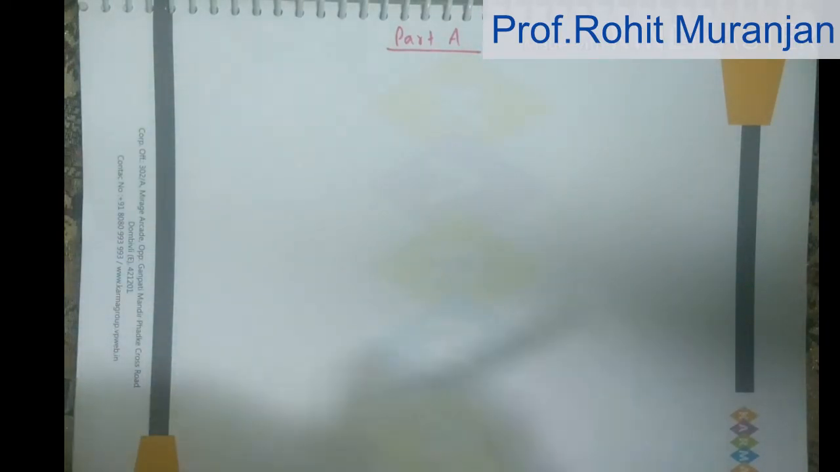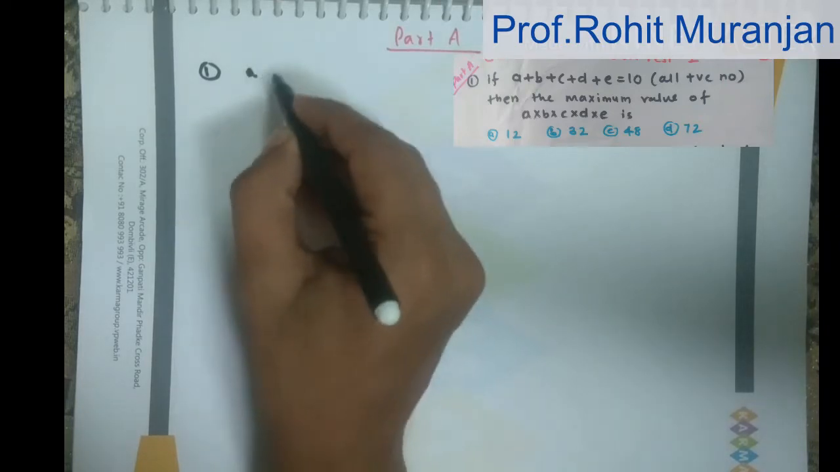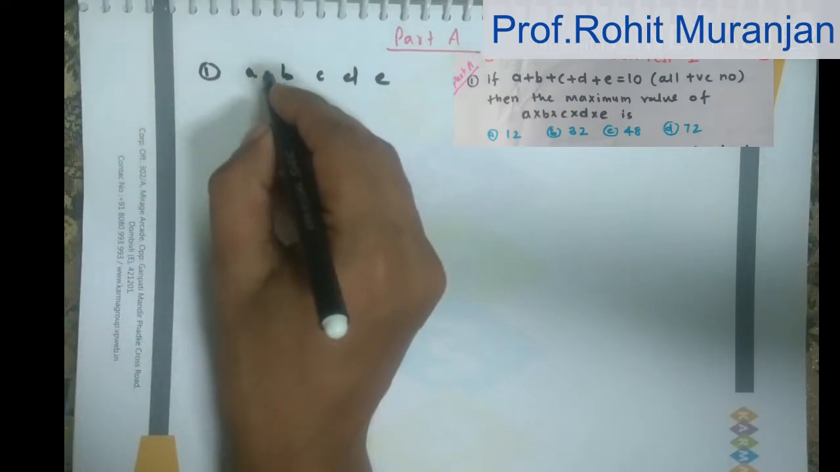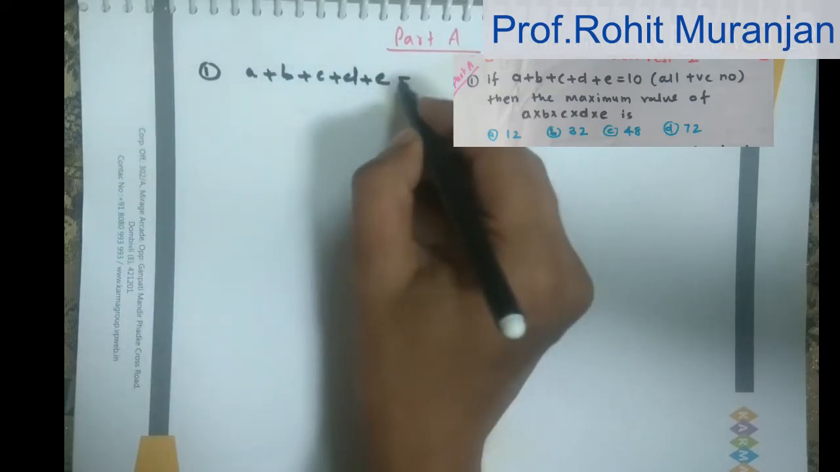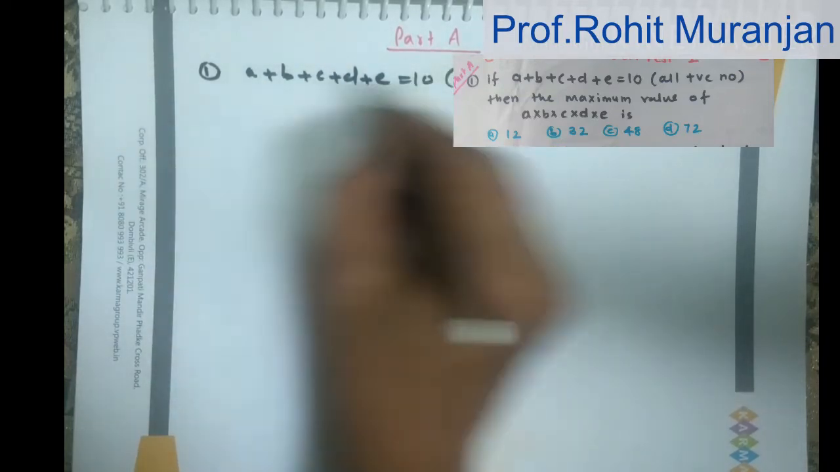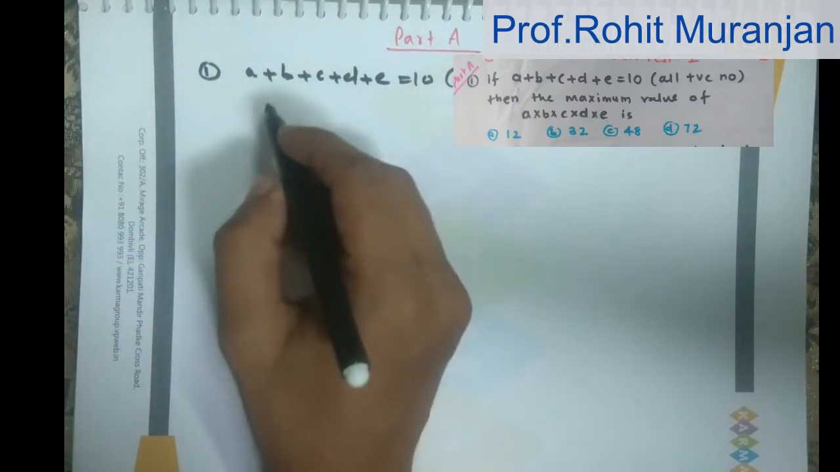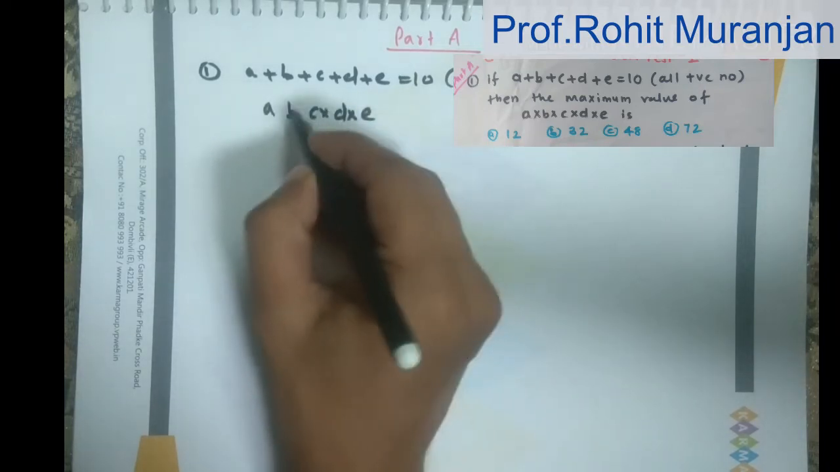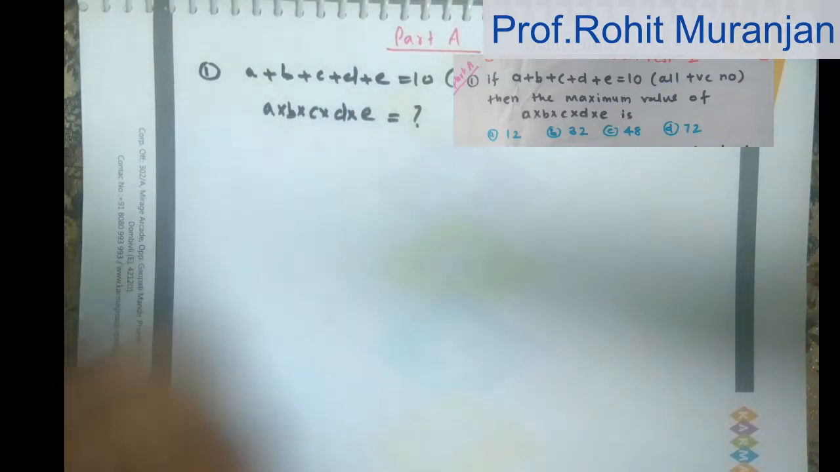If I look at question number 1, it says they have given 5 positive real numbers, namely a, b, c, d and e. They have given the sum of all these letters, and the sum is 10, and all these 5 letters are positive. Then they are asking about the maximum value of their product a, b, c, d and e. So what will be the maximum value of this product? How should we approach this kind of question?